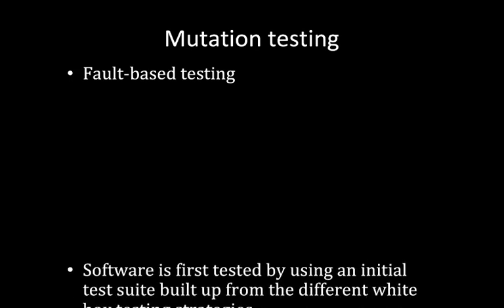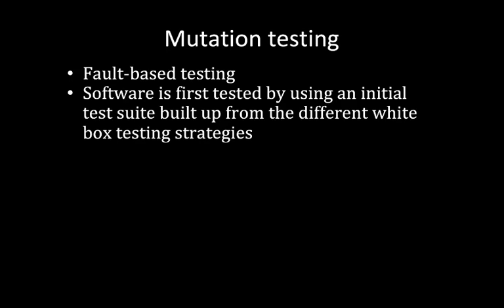The next is mutation testing. This is also another white box testing. This is a kind of fault based testing. We initially said that there are two types of white box testing: fault based testing and coverage based testing. Mutation testing is an example of fault based testing.